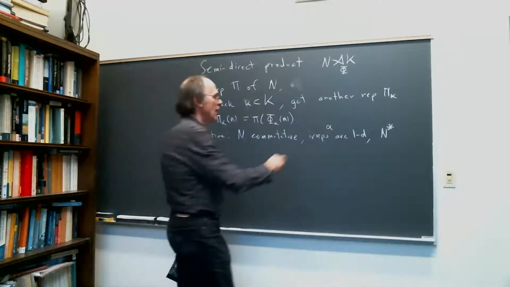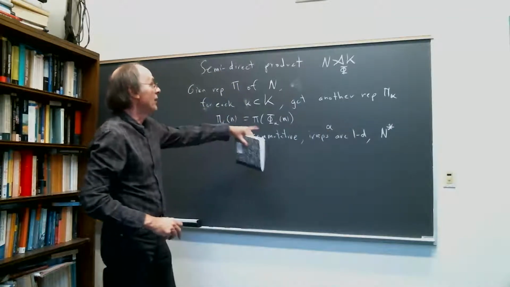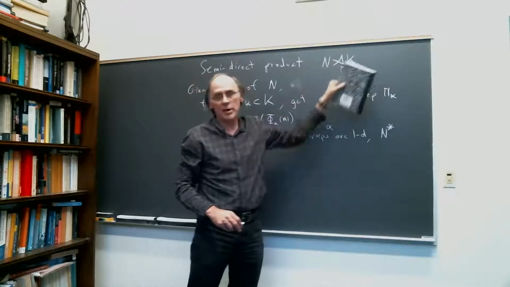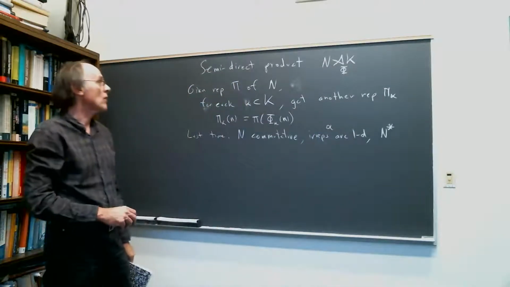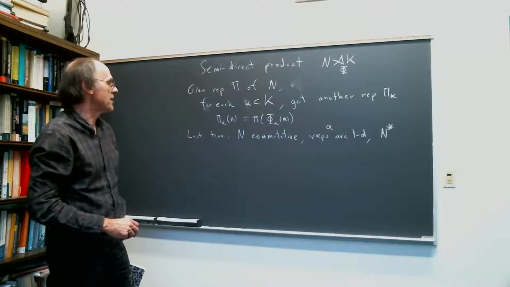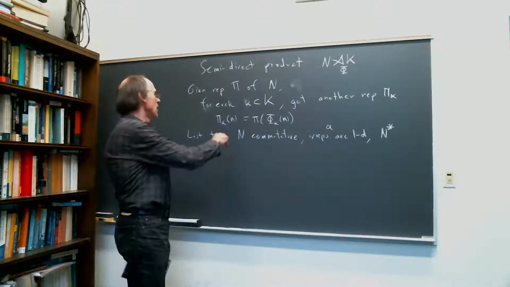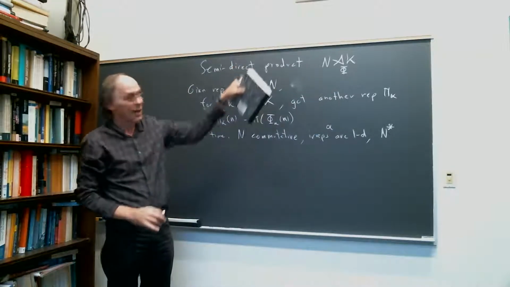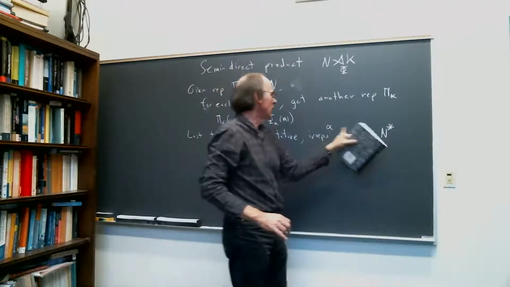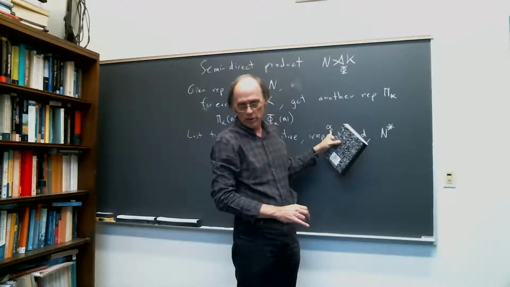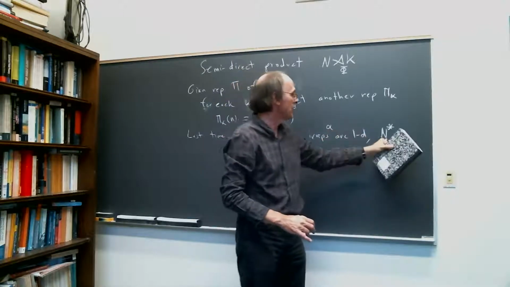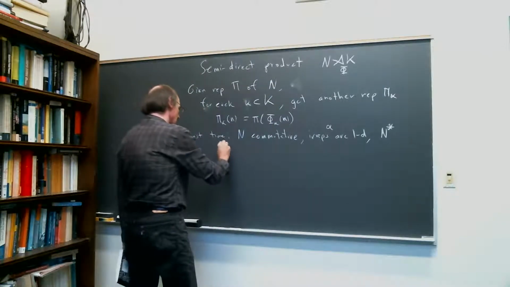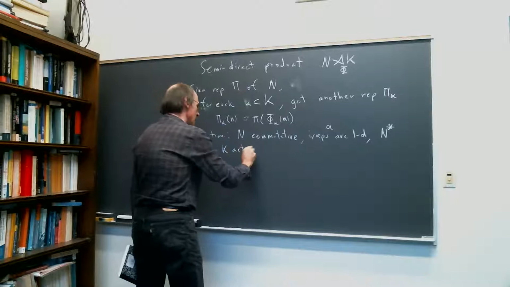Now, if you put this commutative N into a semi-direct product, then for each element k in K, if you start with one irreducible representation alpha, you get another one. So K acts on N star.